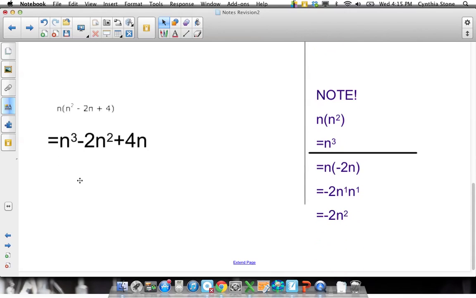Another one, n times n squared. Well, n times n squared is n cubed, right? Because it's n to the 1 times n squared. So using the product rule, that gives you n to the 3. n times minus 2n, the minus 2 doesn't change, but the n becomes squared, right? n to the 1 times n to the 1, so minus 2n squared, and 4 times n is just 4n. So you'll definitely see some of those.